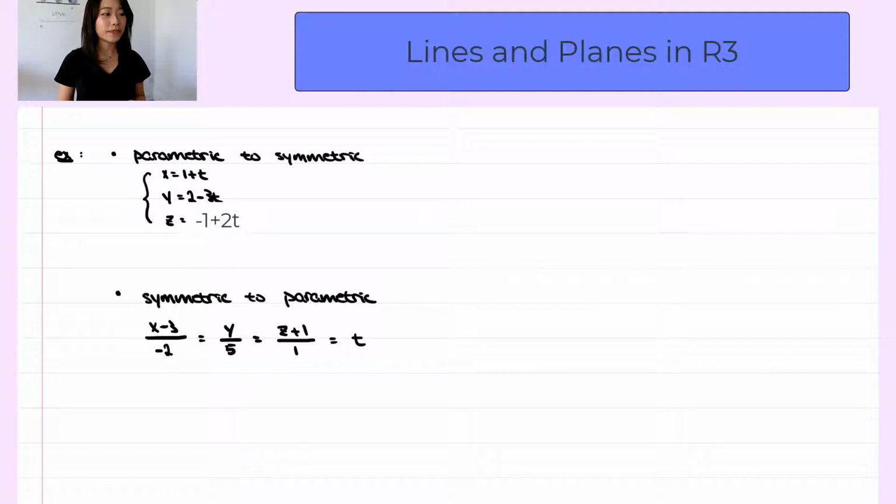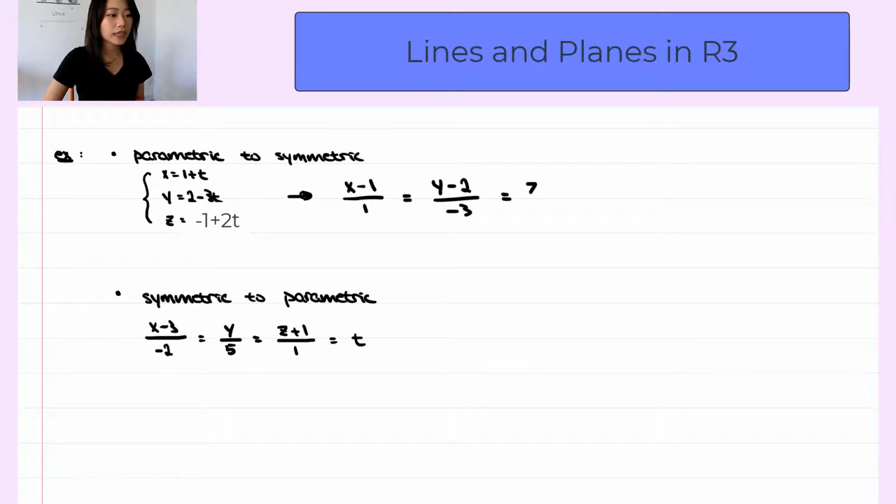Let's look at this example. In the first example, the line is given in parametric form, and we want to rewrite the line in symmetric form. To write in symmetric form, we need to isolate for t. From the x component, if we isolate for t, we get x minus 1 divided by 1. If we isolate the t from y, we get y minus 2 divided by negative 3. And if we isolate for t from the z component, we get z plus 1 divided by 2.